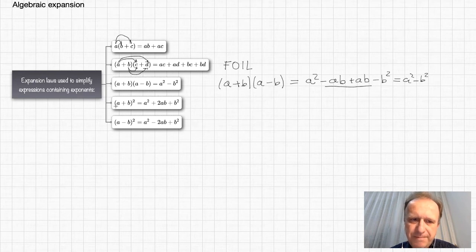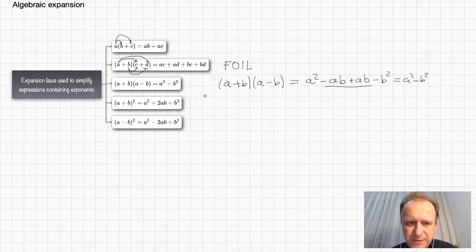Learn this formula. Okay, the last two are also very important formulae, and they have to do with squaring the bracket. When you have a sum of terms a plus b in a bracket and you square it, you get a squared plus 2ab plus b squared. When there is a difference a minus b in a bracket, you get a squared minus 2ab plus b squared.